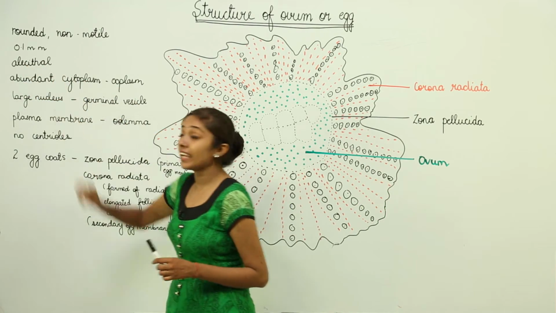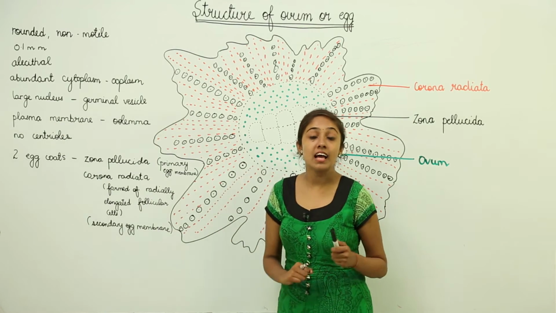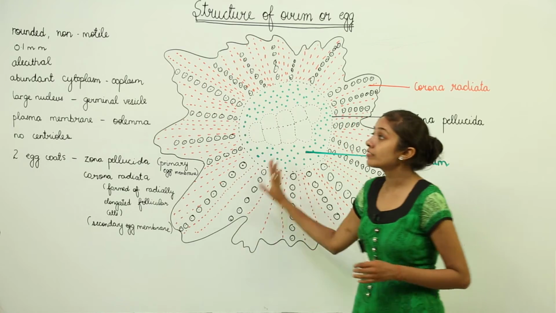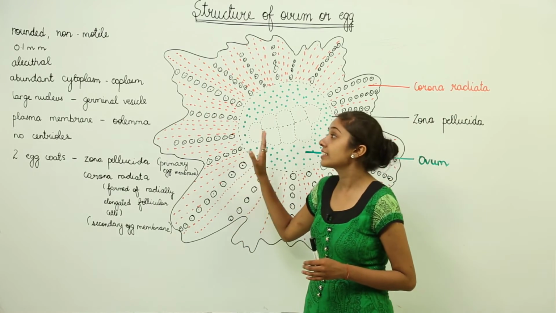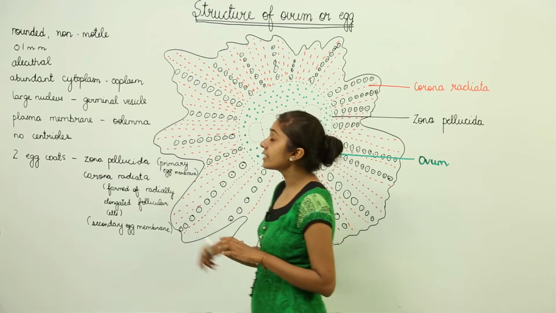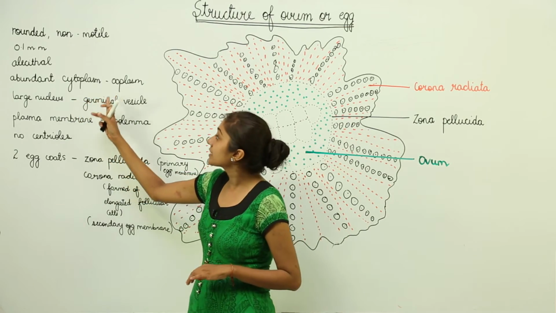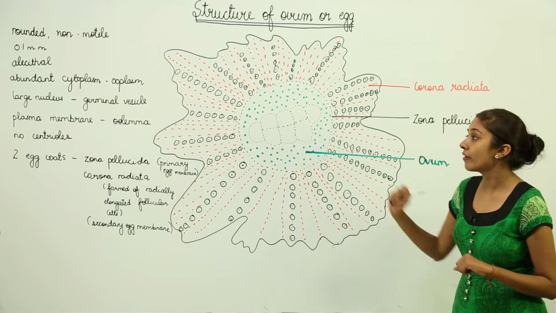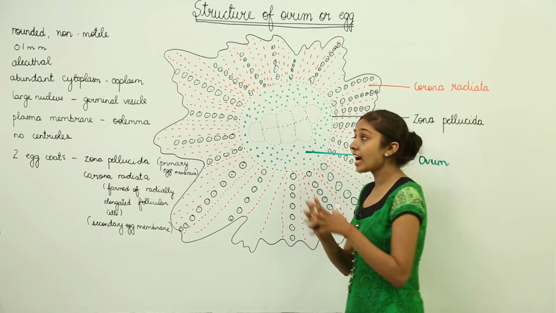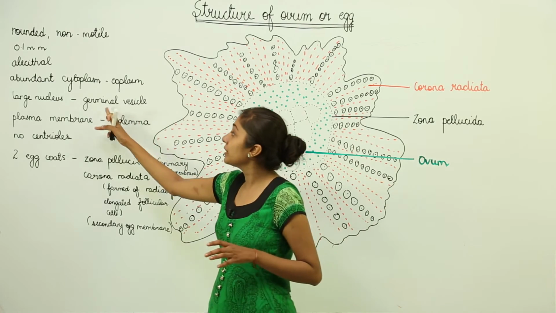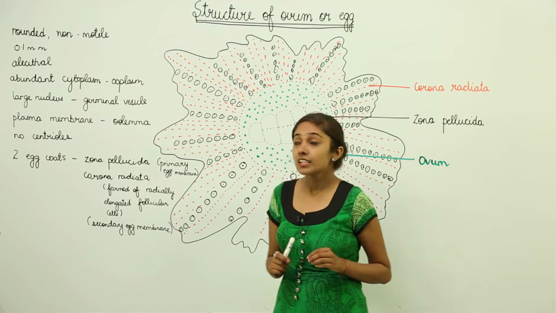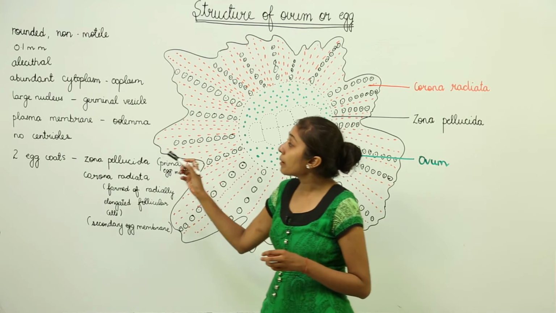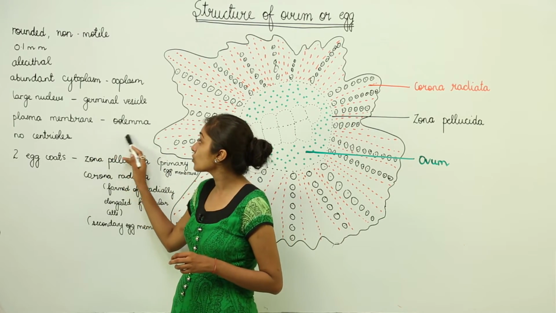What does this term alecithal mean? Alecithal means that it is without yolk. So human ovum is without yolk, that is why we say that it is alecithal. And it has abundant cytoplasm, and the cytoplasm is known as ooplasm in the case of human ovum or egg. And it has a very large nucleus that we call as germinal vesicle, and the nucleus contains nucleolus also, and the membrane which surrounds the nucleus is known as oolemma.